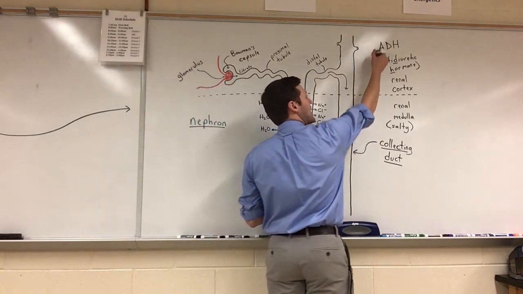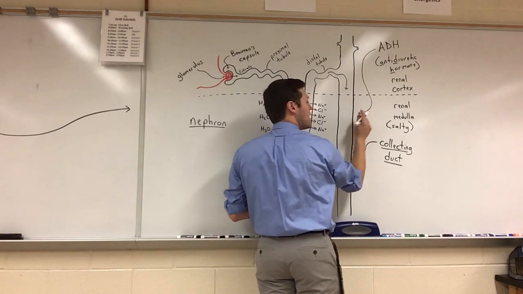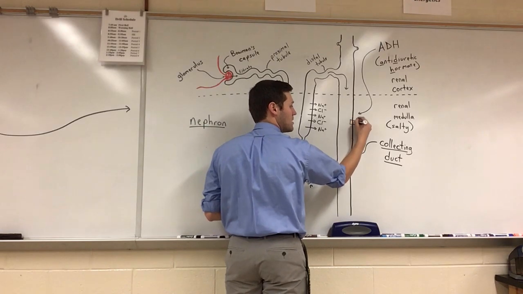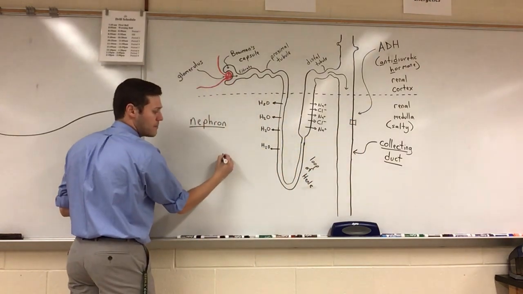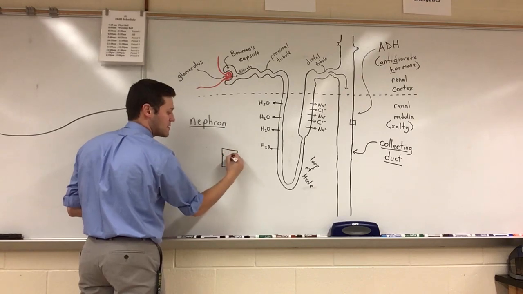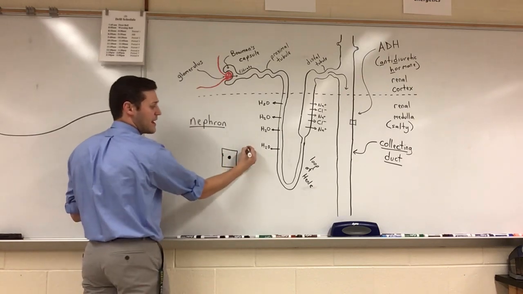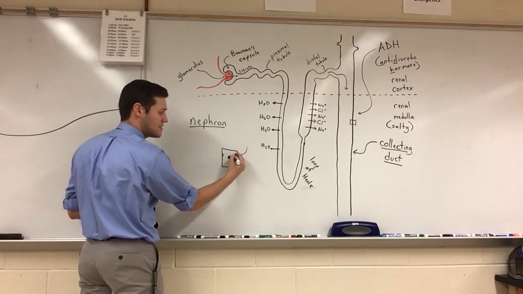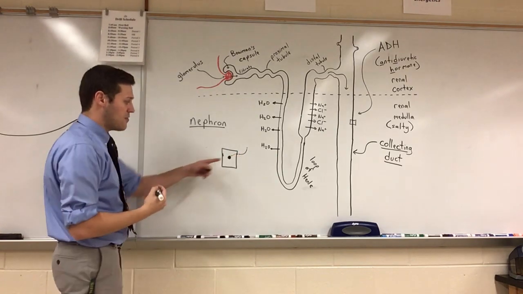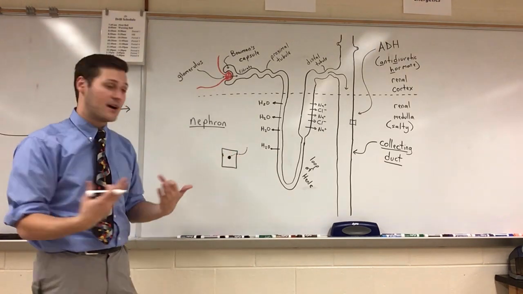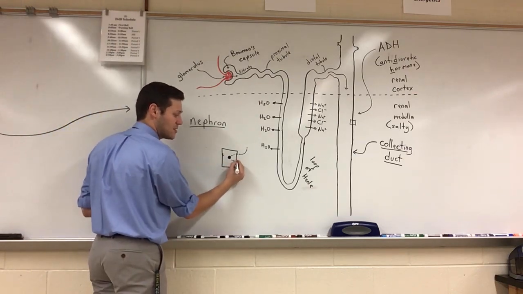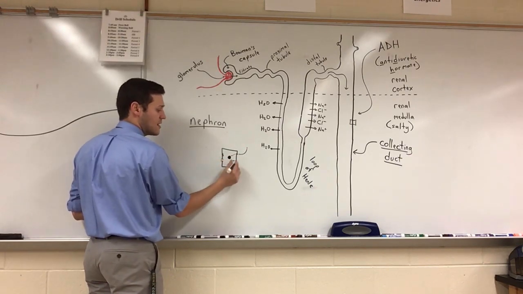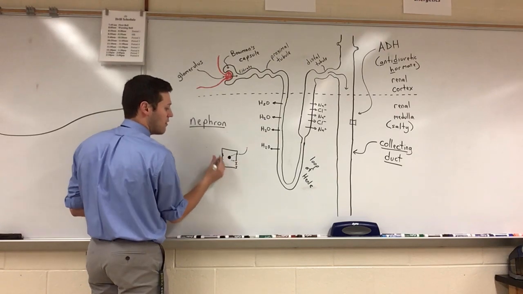And the way it works is the ADH targets cells in the collecting duct. If we were to look at a cell in the collecting duct, let's say we zoomed in right here, we might see a square-shaped cell. ADH is going to come along and bind to a receptor protein, signaling a transduction pathway. That transduction pathway is going to end in a response, and that response is to insert more aquaporins, or water channels, into the membrane of those cells.